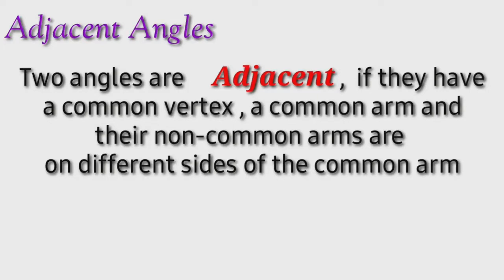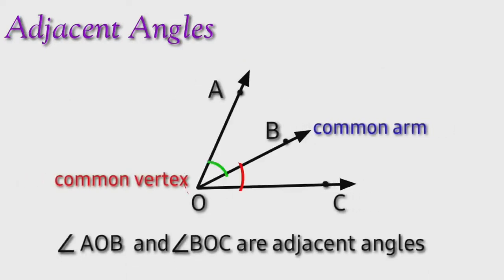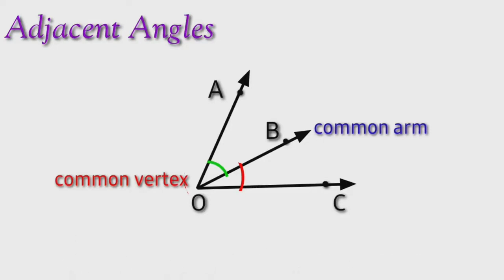If two angles have a common vertex, a common arm, and their non-common arms are on different sides of the common arm, they are called adjacent angles. Here you can see angle AOB and angle BOC are adjacent. But angle AOC and angle BOC are not adjacent.